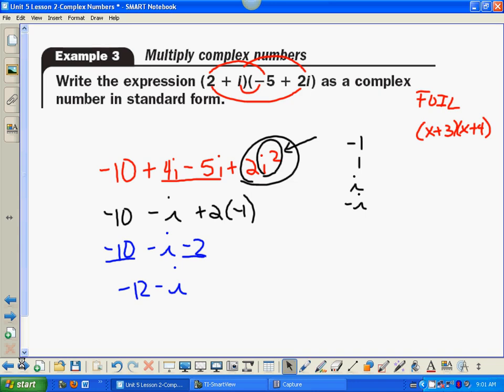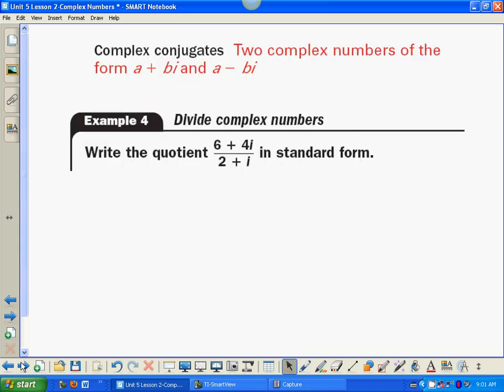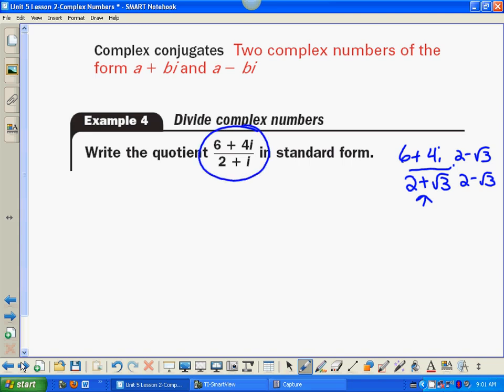And I know this is kind of abstract. It's theory. You're like, what am I doing? You're just doing operations with a new number system. The conjugate applies. So this problem, if I gave you 6 plus 4i over 2 plus root 3, wouldn't we multiply the numerator and the denominator by the conjugate of the denominator? So this is a parallel problem. That's exactly how we're going to treat this problem.